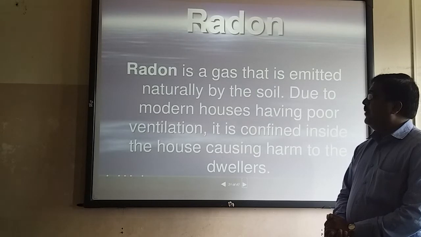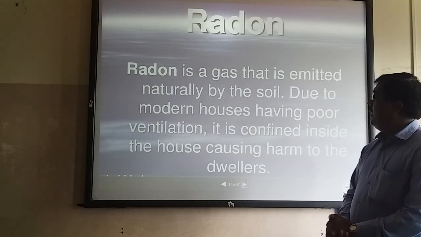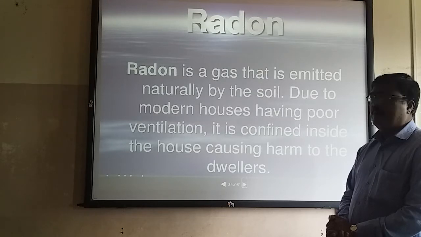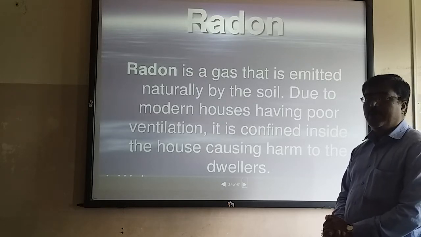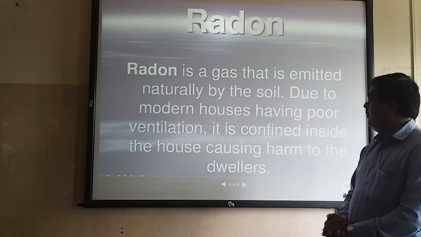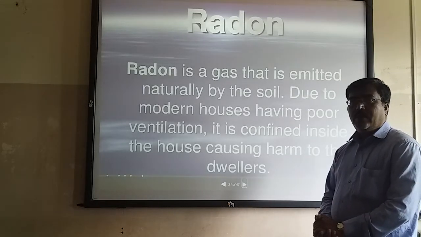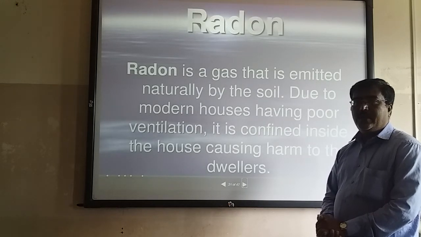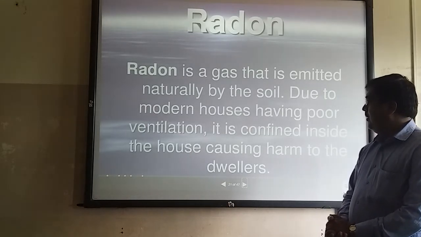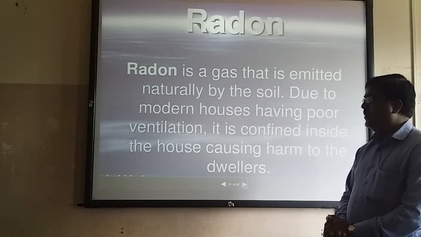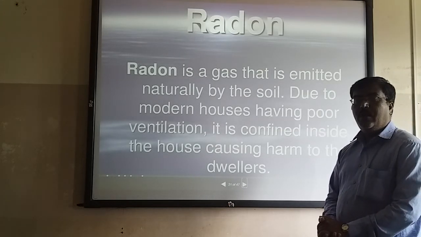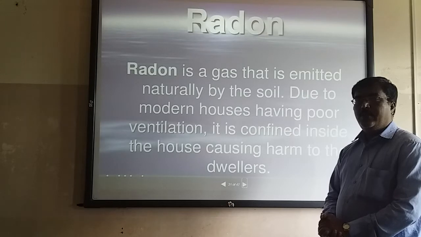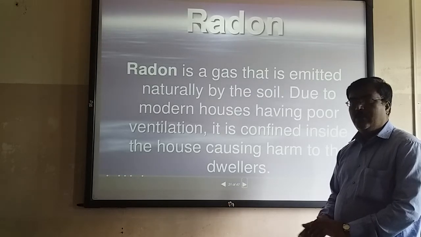So another one is radon. Radon is a gas that is emitted naturally by the soil. Radon is an element, you already know that, but it is a gas emitted naturally by the soil. It gets trapped because modern houses have poor ventilation. In modern houses, air is not passed through. So it is confined in the houses, causing harm to the residents. This is one of the main problems we face. Radon is not absorbed by the soil, so it passes into our body also and can cause harmful effects to us.